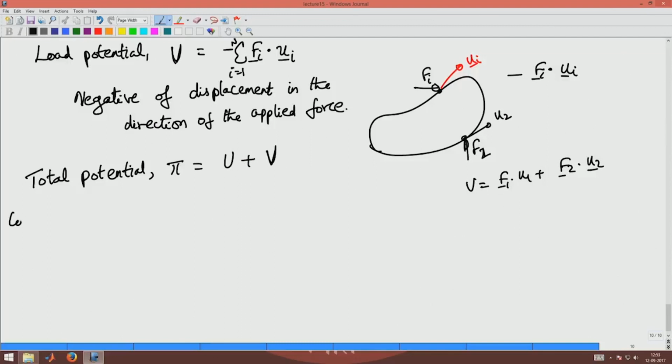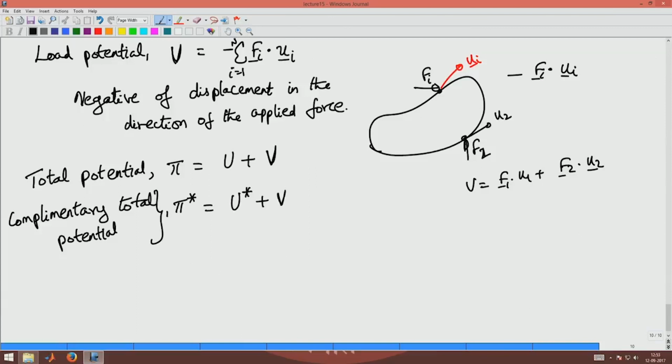Similarly, there is a complementary total potential, which is denoted by pi star, which is nothing but the complementary strain energy plus the load potential V. So, basically we have seen what strain energy is, what complementary strain energy is, what load potential is, what total potential is, and what complementary total potential is.